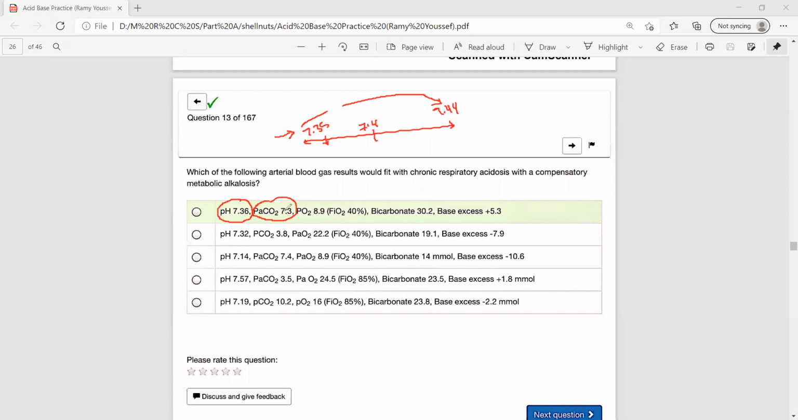This is a chronic respiratory condition. You will find CO2 always high. O2 will be less than normal by a little bit. Bicarb will always be above 30. In most chronic respiratory conditions, you will find bicarb 30, 31, 32, and so on.